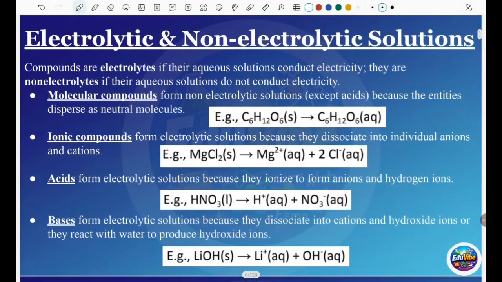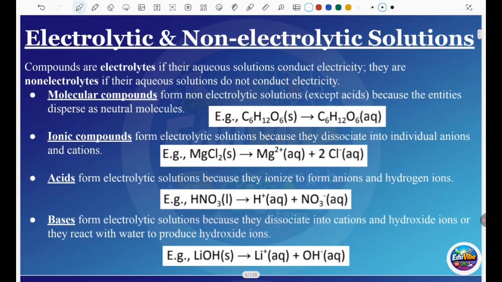Next, we have two types of solutions: electrolyte solutions and non-electrolyte solutions. What is the difference between them? If an aqueous solution conducts electricity, it is an electrolyte. If it does not conduct electricity, it is a non-electrolyte. Simple definition. Why do you want this? Because you get questions asking which thing is an electrolyte and which is a non-electrolyte.